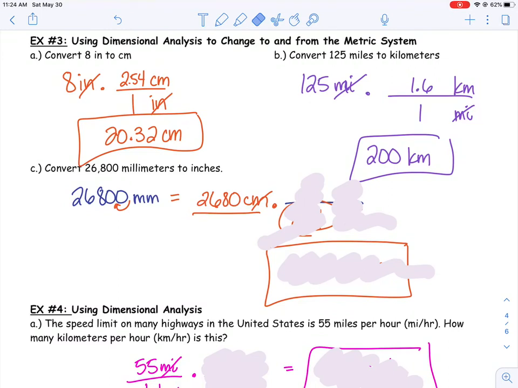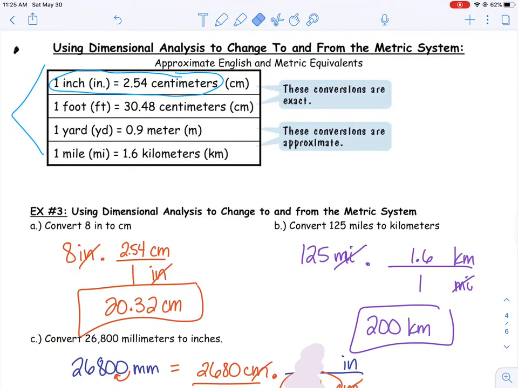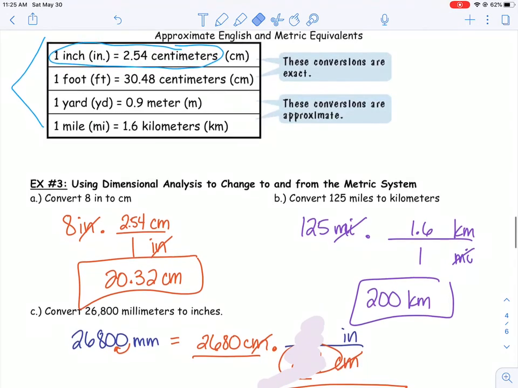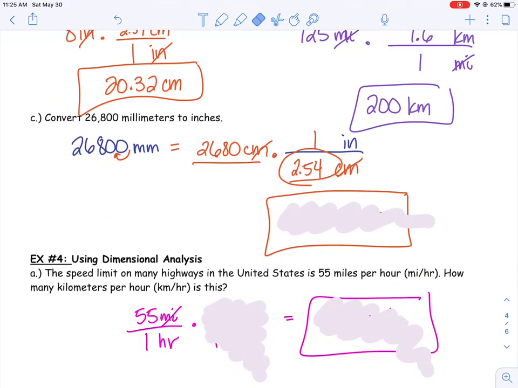Dividing by 10. And so now that I'm in centimeters, I should be able to use dimensional analysis and my unit fraction to get out of centimeters now and into inches, which is what I wanted, right? And so I want centimeters to be on the bottom. I want inches to be on the top. I need to go back to my chart and figure out how many centimeters there are for every 1 inch, and I got 2.54. And so my unit fraction looks like this. I'm now going to take the 2,680 and divide it by 2.54, and I ended up getting 1,055.12 inches.